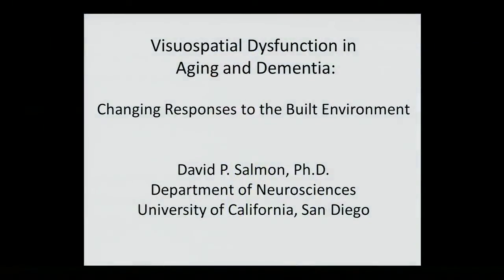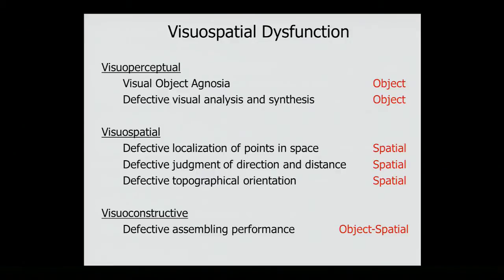Today I'm going to talk about visuospatial dysfunction in aging and dementia. And I'm going to emphasize the dementia part more than aging, as you'll see. But a lot of this will relate to normal aging as well. As I'm describing some of the deficits that we see related to dementia, I'd like you to think about how it might impact our responses, or the responses of people with dementia, to the built environment. And also maybe think about how you would build an environment knowing the kinds of deficits people might have.